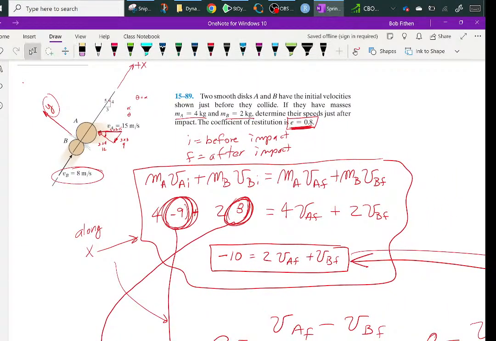Did I have the right masses? Okay, so the A, the bigger one, I got that as a 4 and a 4. I'm just double checking. And then the B is the smaller one, and it's a 2 and a 2. Just double checking.